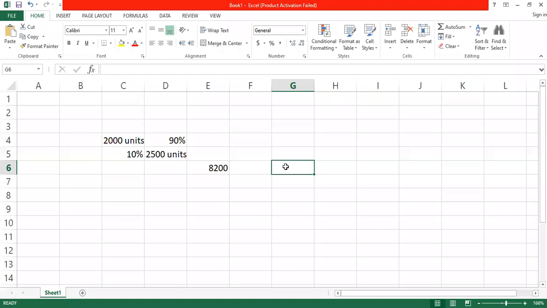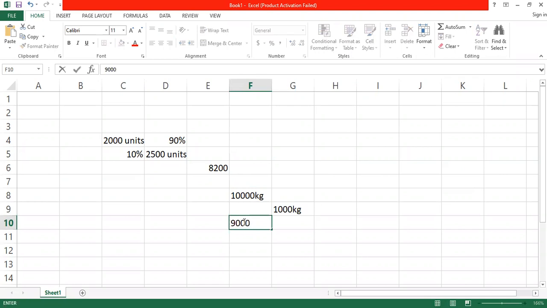Sometimes they can also give you that the actual quantity purchased was 10,000 kilograms, but they have a closing stock of 1,000. It means that the actual quantity used in the production process will be 9,000 kilograms. So they can do a lot of things.